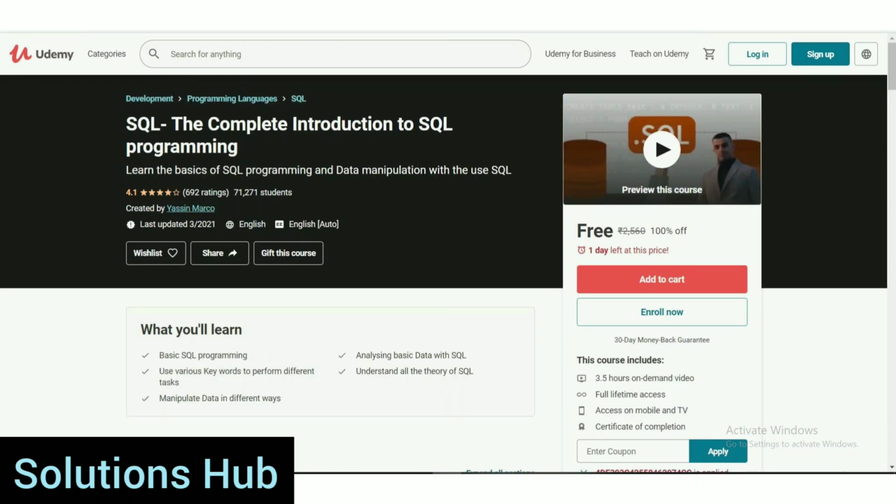that course. The next course is SQL, the complete introduction to SQL programming. Learn the basics of SQL programming and data manipulation with the use of SQL. The rating of this course is 4.1 and already 71,271 students have enrolled. In this course, you will learn basic SQL programming, use various keywords to perform different tasks, manipulate data in different ways, analyze basic data with SQL, and understand all the theory of SQL.